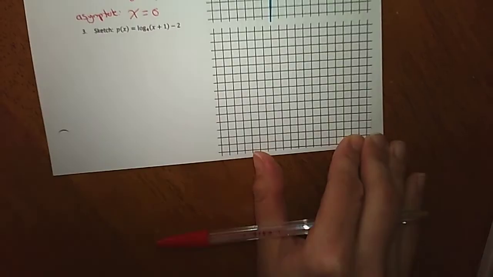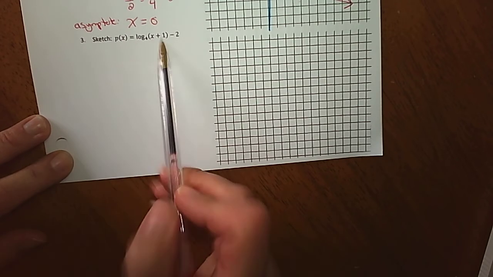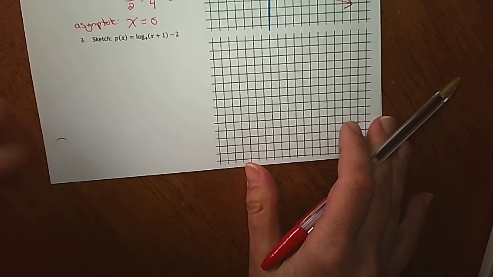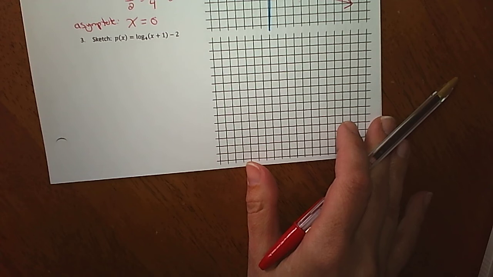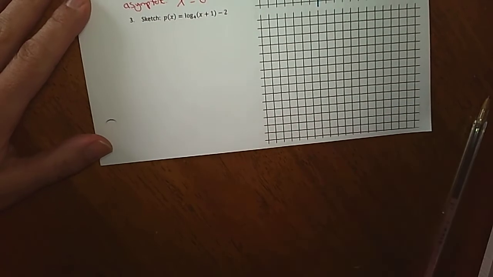Okay, now, this is where things are going to start to get interesting. We're going to start shifting everything around. Now, before I deal with the +1 and the -2, what I want to identify here is what is the parent function.